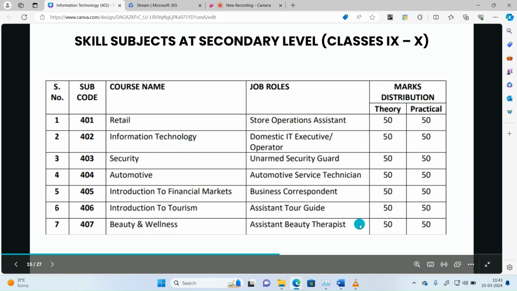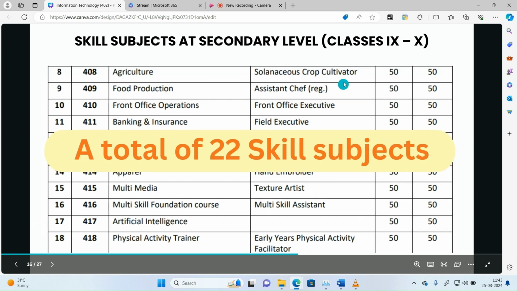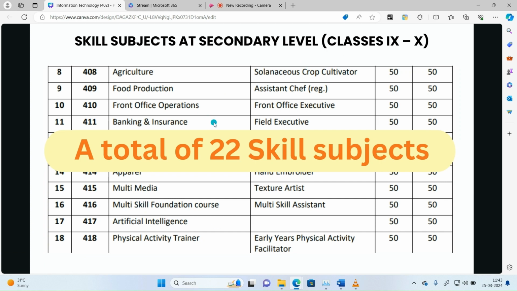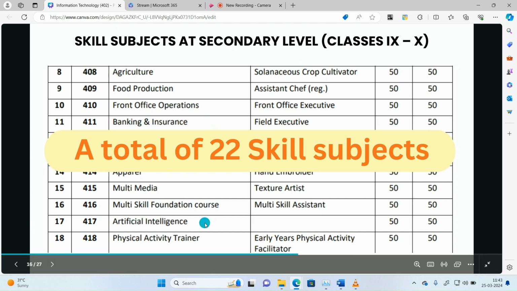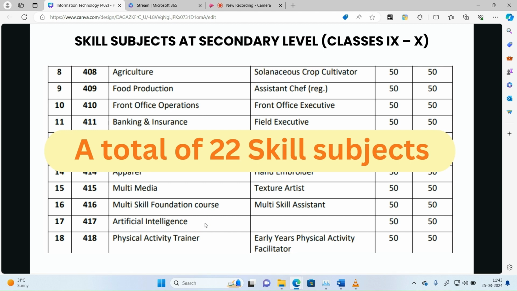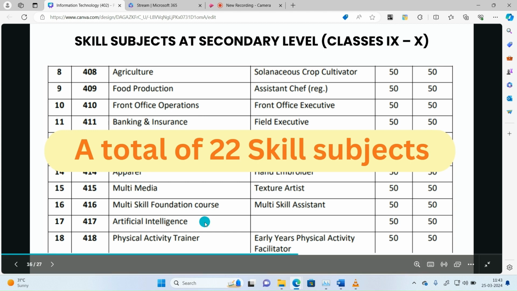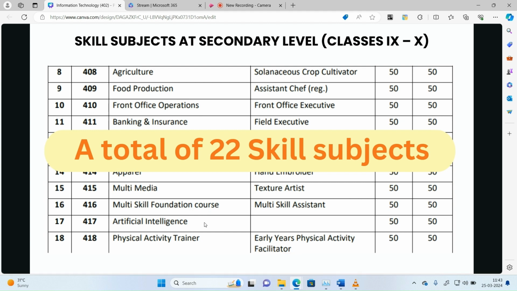Then there are others like agriculture, food production, front office, banking, insurance, artificial intelligence. This particular subject is being opted by many schools these days. So very soon, maybe next year or after that, we might also shift to artificial intelligence because that is the need of the hour. So we have a total of 22 skill subjects offered by CBSE.